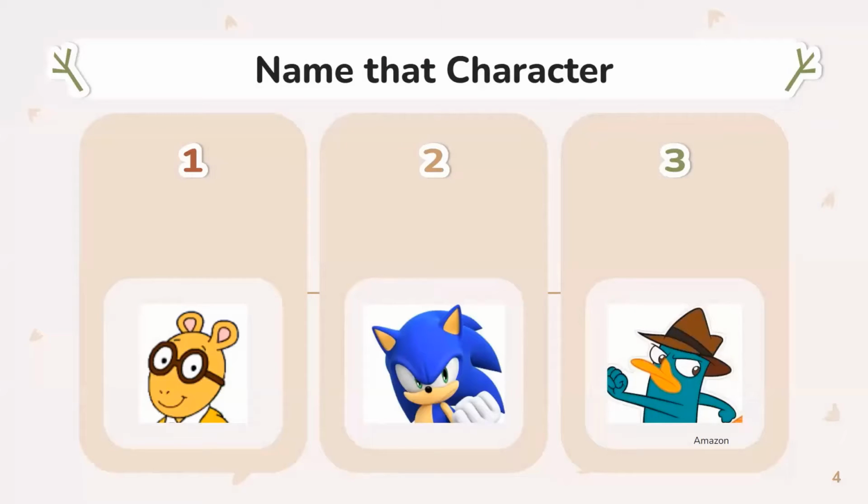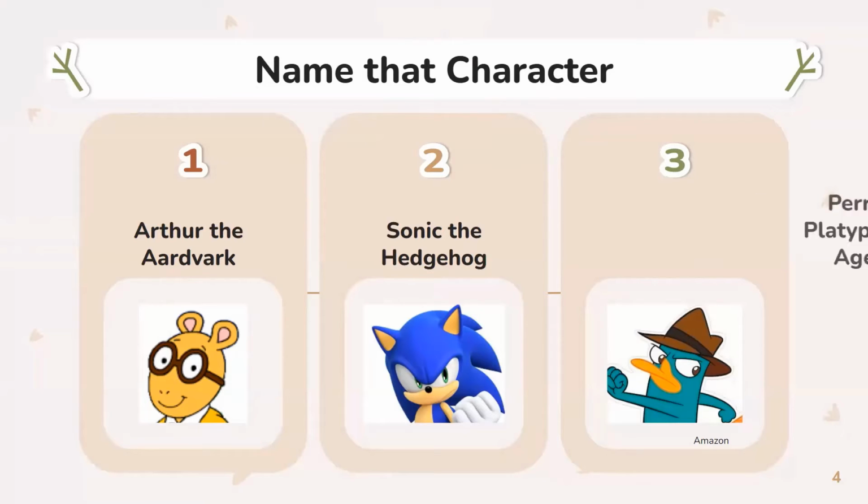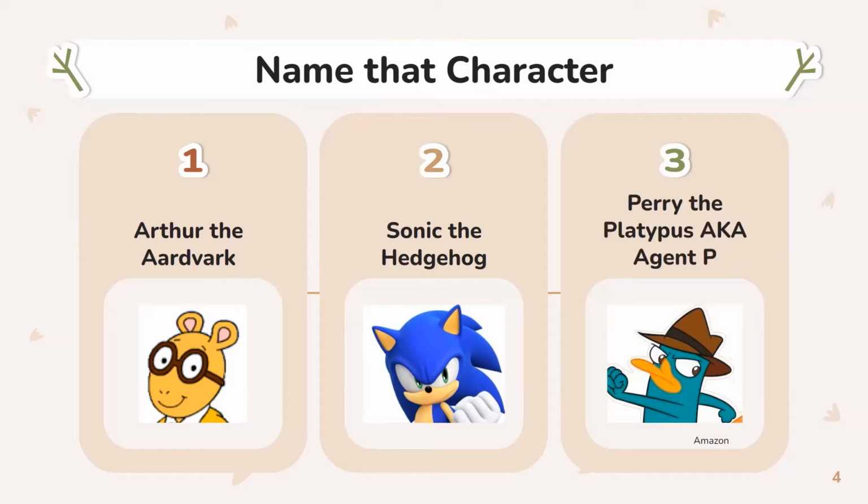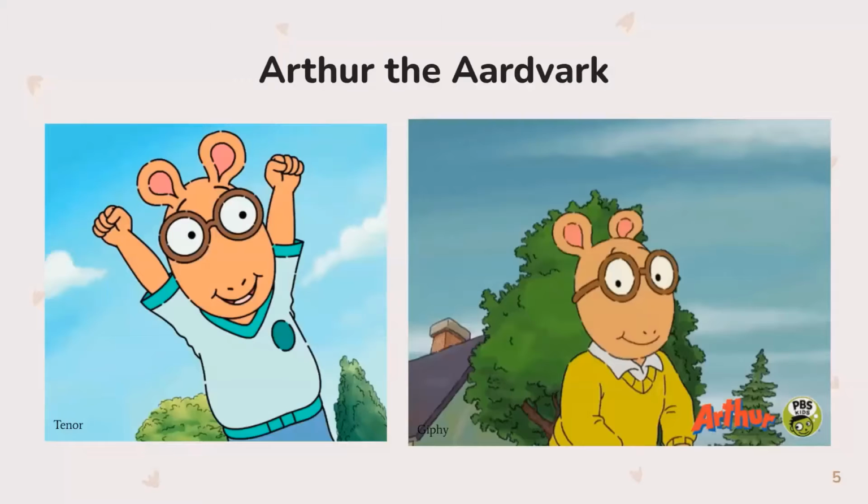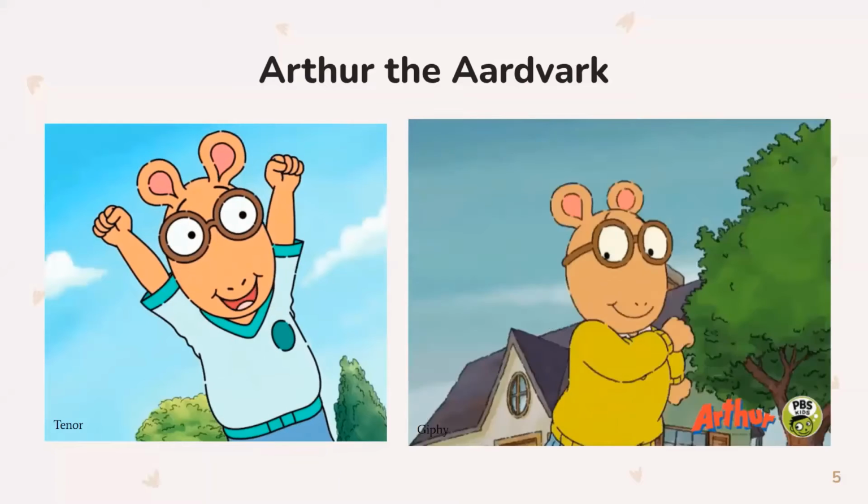So now we're going to play a game, and this is how we're going to introduce the characters that we will all be talking about. So if you please guess the first character. Please pause the video to guess. Look at you, you're so smart. Yes, of course, that's Arthur the Aardvark. And now for the next character, please pause the video. Yes, Sonic the Hedgehog. Genius, I know. And for the last character, please pause. Perry the Platypus, aka Agent P. So now Philip will talk to you about Arthur the Aardvark.